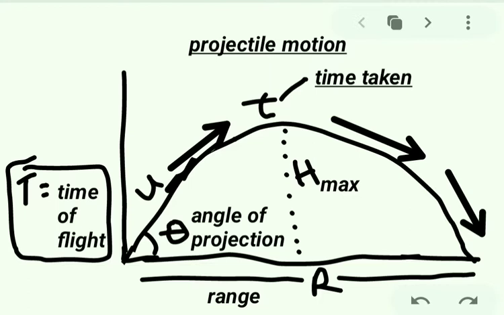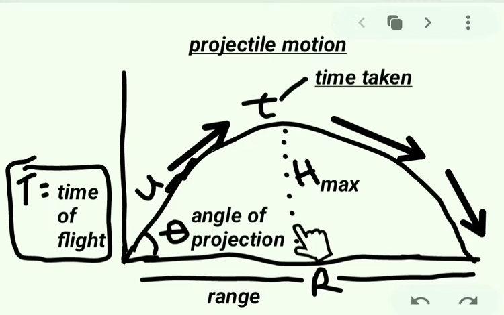The time taken is different from the time of flight. The time of flight is the time taken for the projectile to reach the maximum height and then return to the plane of projection. The time of flight is also the time taken to cover the range. It is the time taken from the point of launch to the point at which the projectile hits the projection plane again.